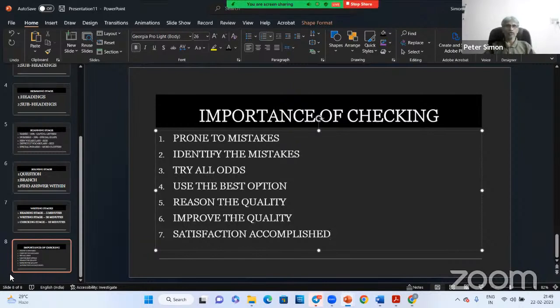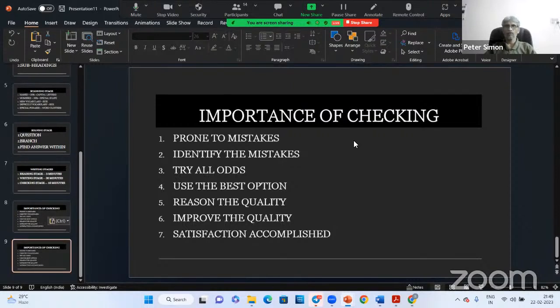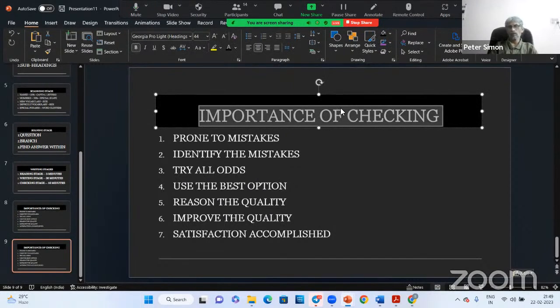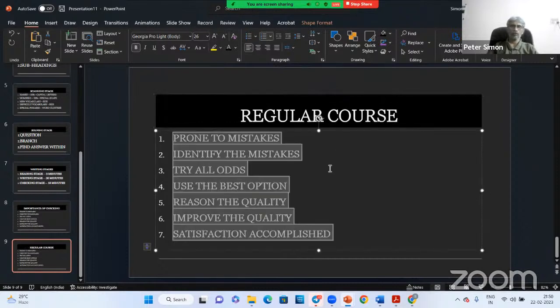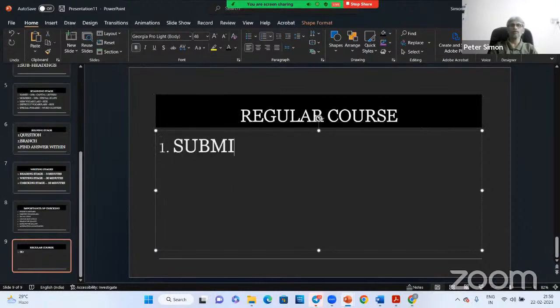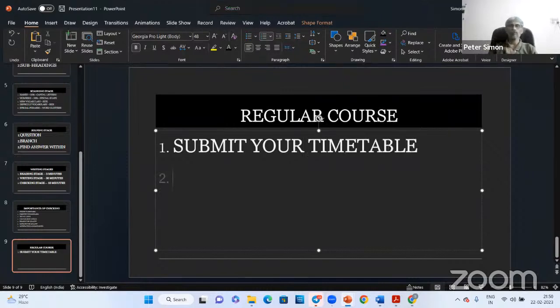Now, next one is course. Our regular course. Now, regular course, every day, number one, submit your timetable. All of you, submit your timetable. Whatever, submit some timetable. What time you are free, that timetable, you can submit. I'll do reading at this time, I'll do listening at this time, I'll do writing at this time, I'll do speaking at this time, some timetable.